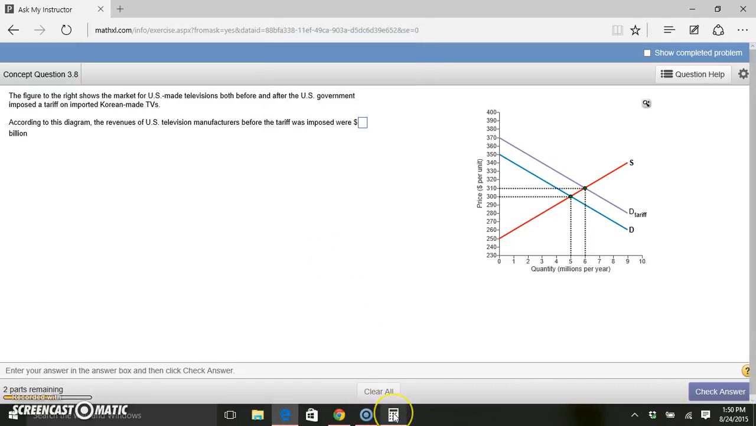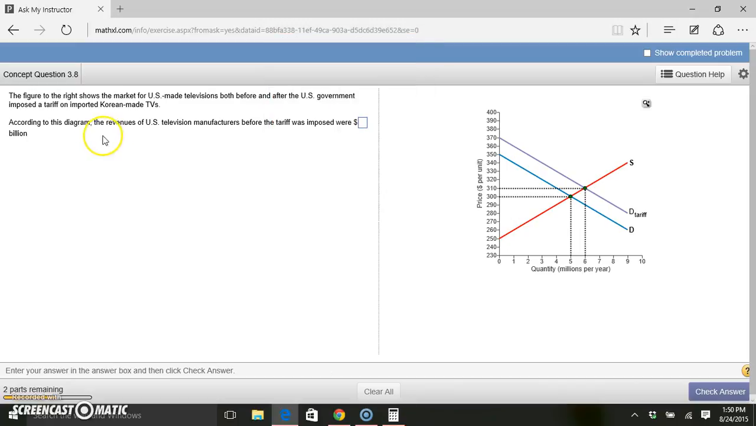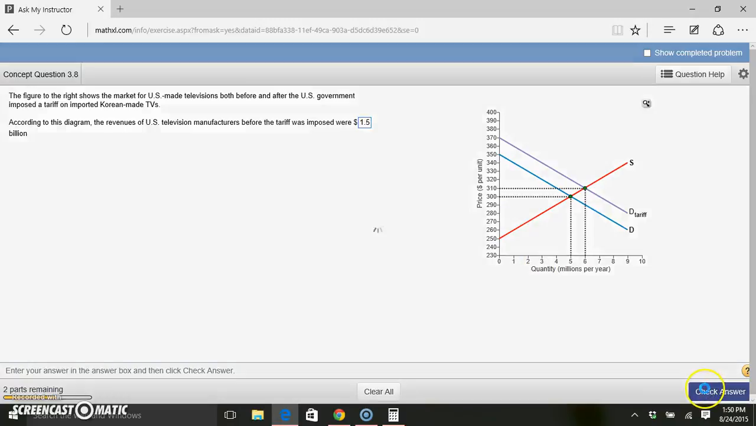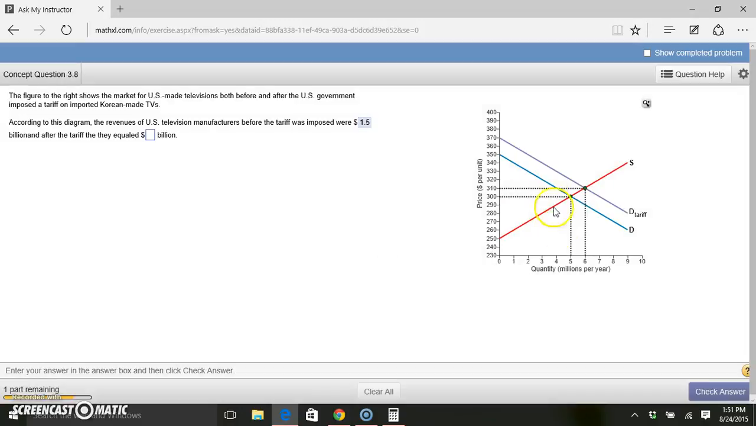And so the calculator tells me they made $1.5 billion off of TVs that year. And that's all they're asking for. They want to know before the tariff, how much did they make in billions? So notice that it asks for $1 billion. So we're going to say $1.5 billion. Check the answer. Good job. Does that make sense? So we just take how many they sold, multiply it by how much they sold them for.